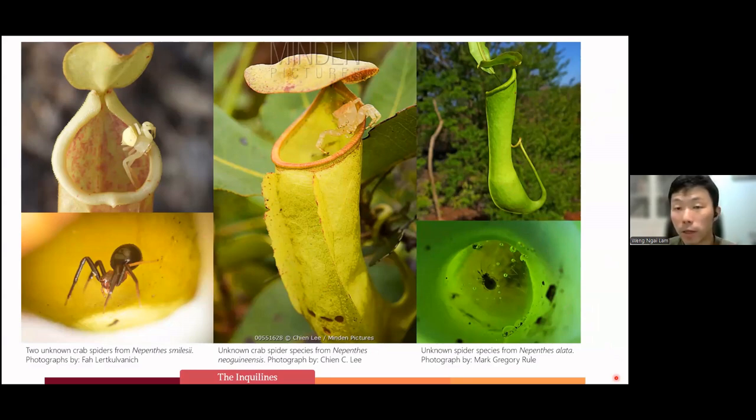So I spent almost half an hour talking about so many different types of inquilines. I hope that I've covered more or less the whole diversity of them, not every single species, but at least the range of functional forms. Hope I've interested you in it a bit.